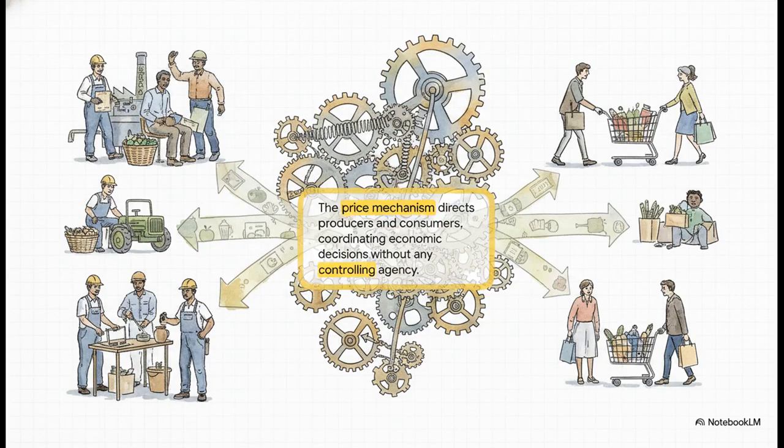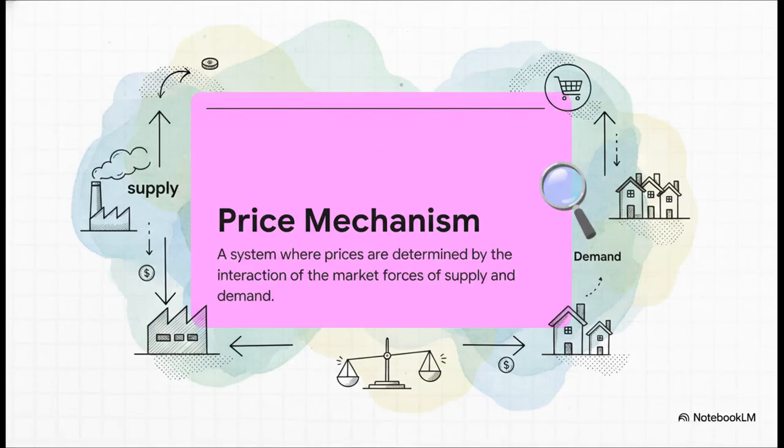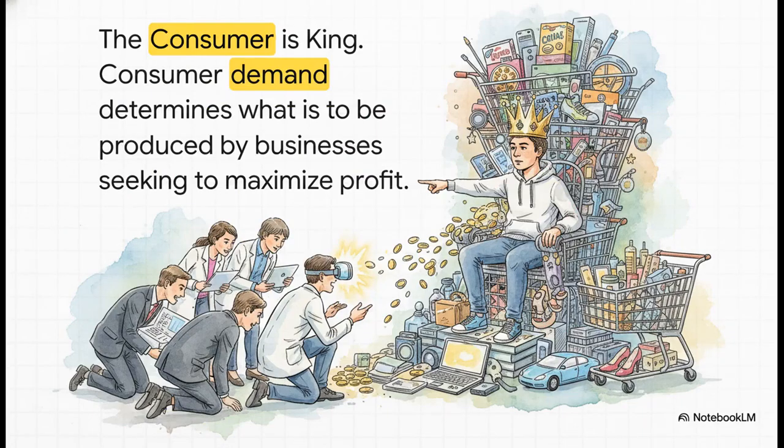First up, capitalism. In this system, something called the price mechanism is basically in charge. So what is that? It's just prices being decided by the classic push and pull of supply and demand. So what gets made? Whatever you're willing to buy. High demand means high profits, so producers follow the money.